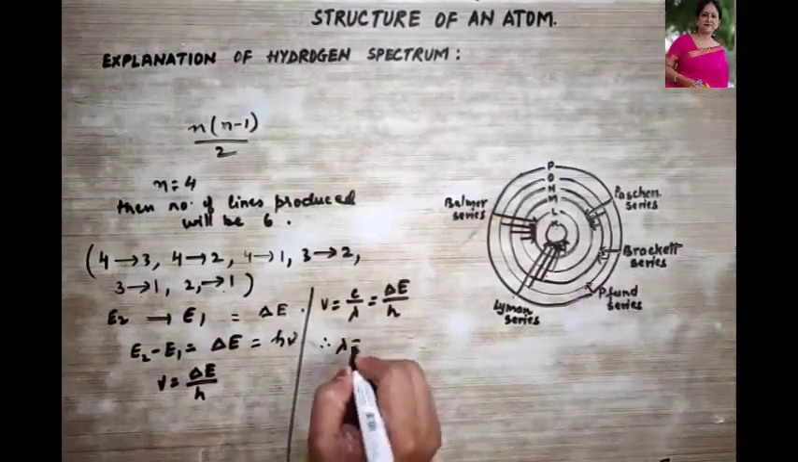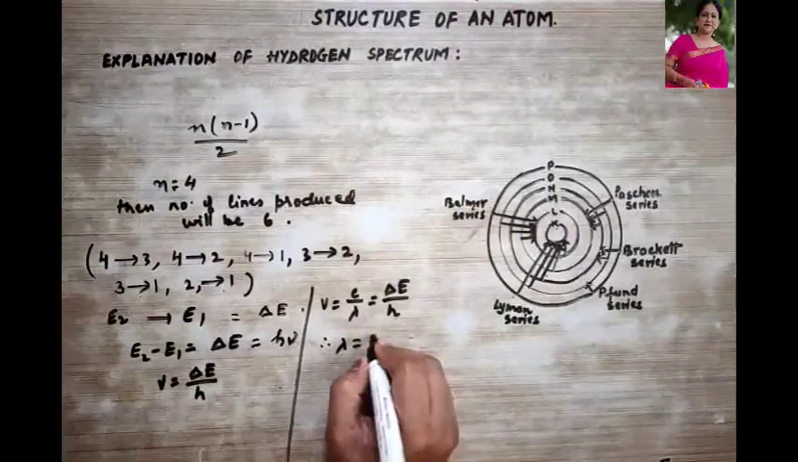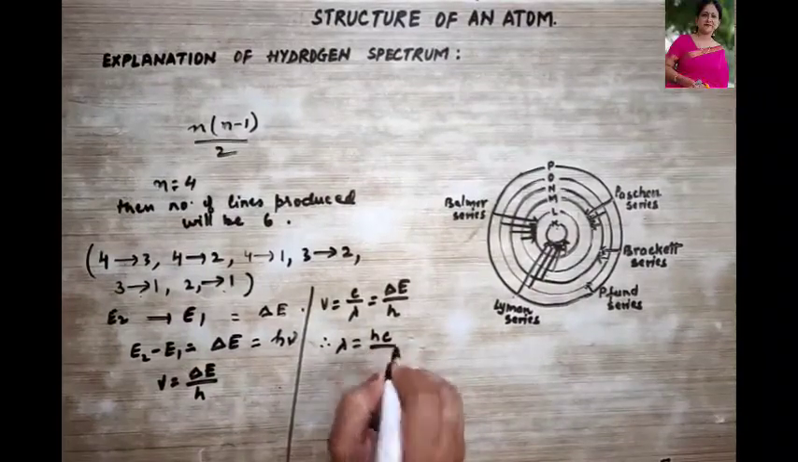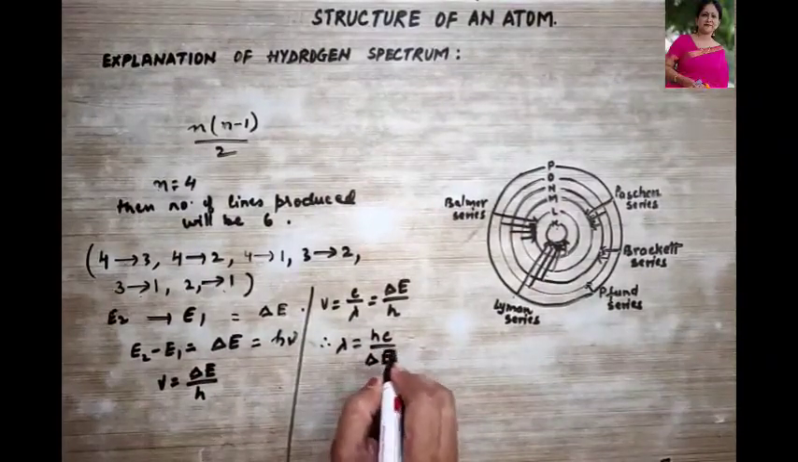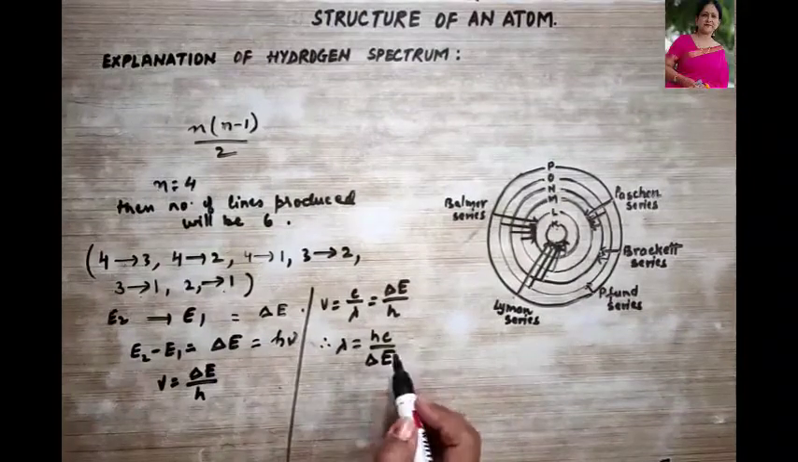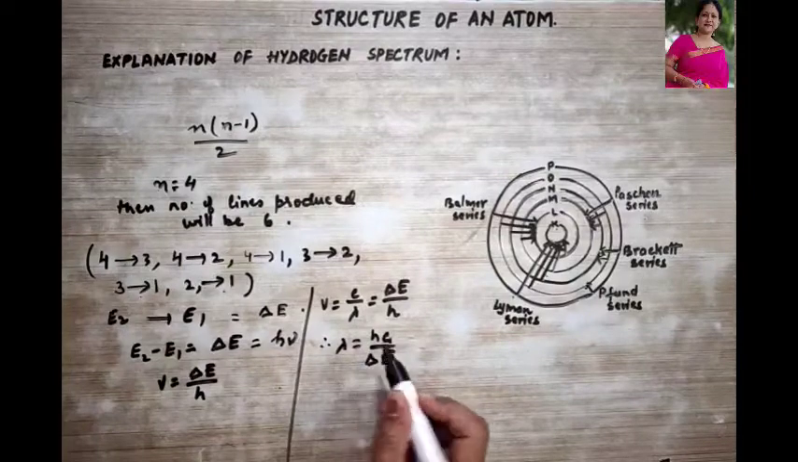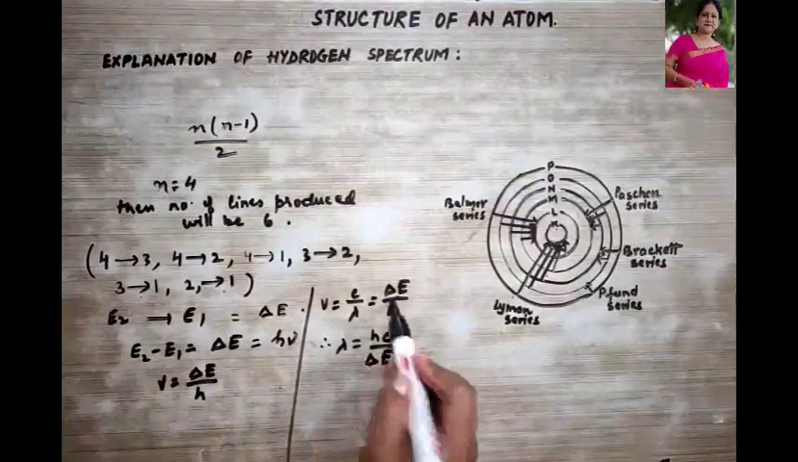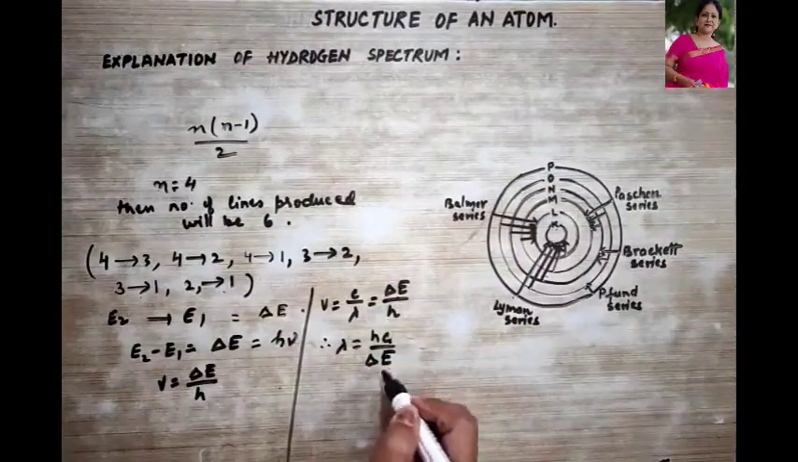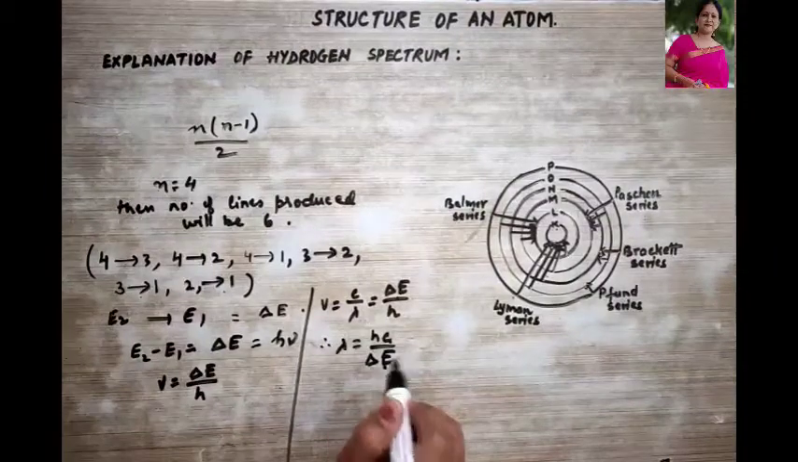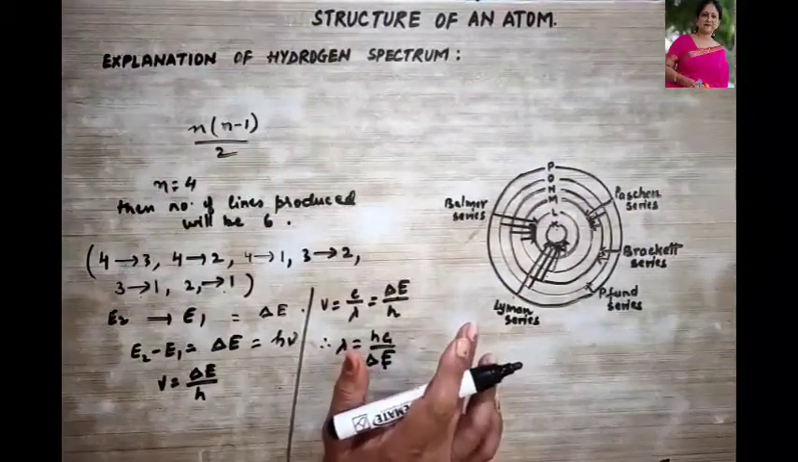Therefore, lambda is equal to hc upon delta E. Now since h we know and c we know, they are constants. Therefore your delta E corresponds to the definite energy. Is that clear? I hope this much is very clear.